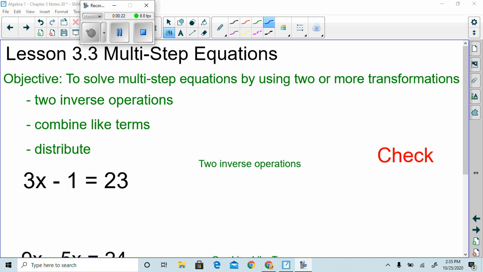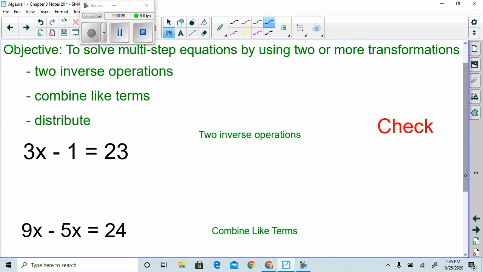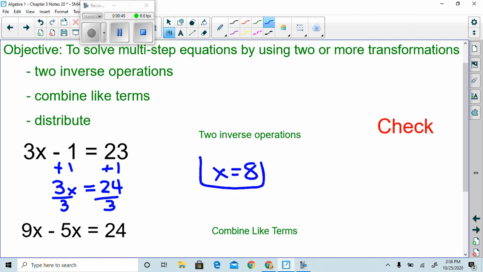In this first problem, it looks like a traditional two-step equation where we're going to look at two inverse operations. We'll start by the inverse of subtraction, which is addition, which is our addition property of equality. We'll then see a multiplication, so we'll divide. X is equal to 8 is my solution.